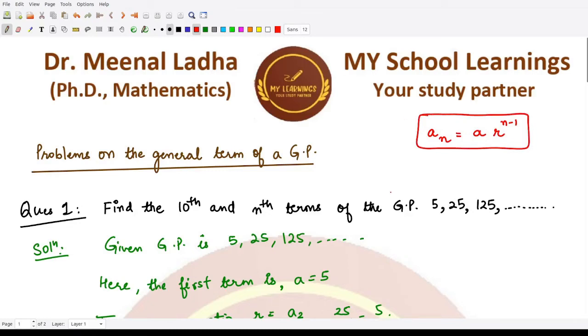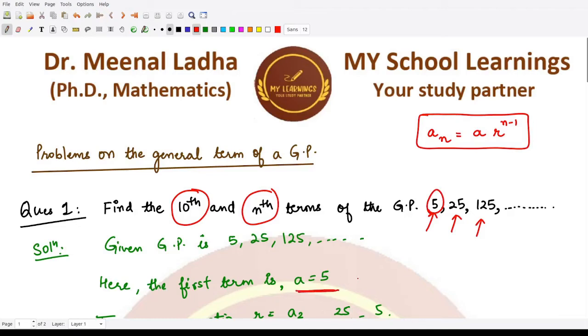So the first question tells us that we need to find both the 10th term and the nth term of the given GP. The geometric progression itself is given to us, which is 5, 25, 125 and so on. So you can identify the first term here. 5 is the first term, so the value of a is 5.